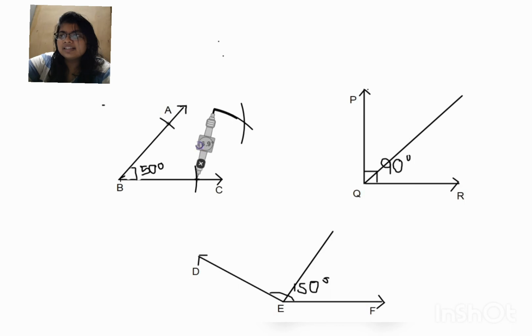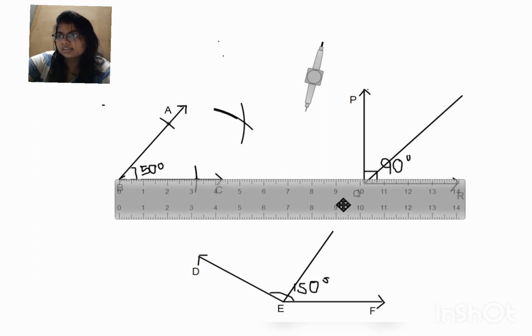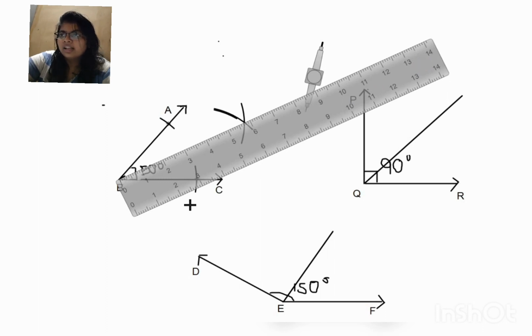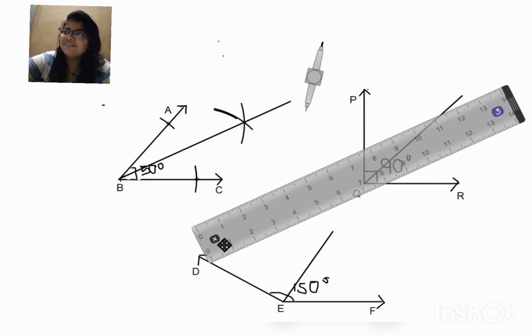Now as you can see, after intersecting the arcs, I am placing the ruler at the base of the angle and joining the vertex with the point of intersection of the two arcs and drawing a line. Now as you can see, I have successfully drawn the line. Now you can observe that this angle has been divided into two parts. Now let us check if these two parts are actually equal or I failed again.